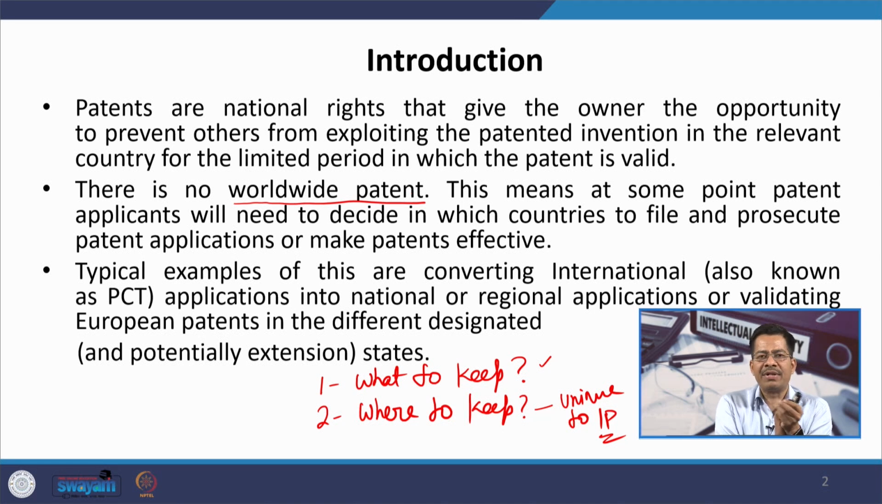So in this particular session, we will limit our discussion to only one important type of IP asset, that is patent. We already know from the previous sessions that there is no system of global patent. If there were a system of global patent, the question of where to keep would not come into existence. But this question is coming into our discussion only because there is no worldwide patent system, and it is a territorial right.